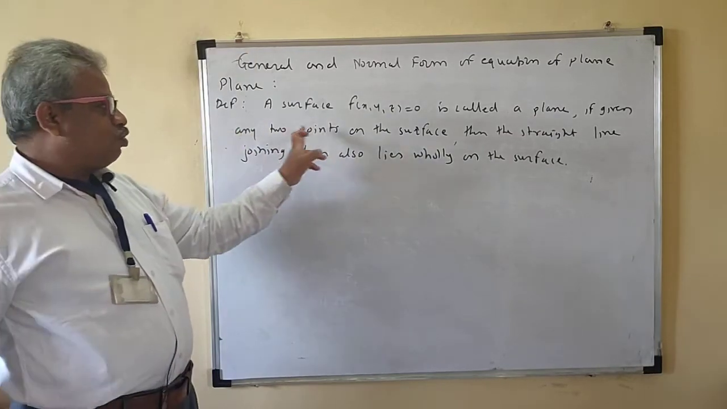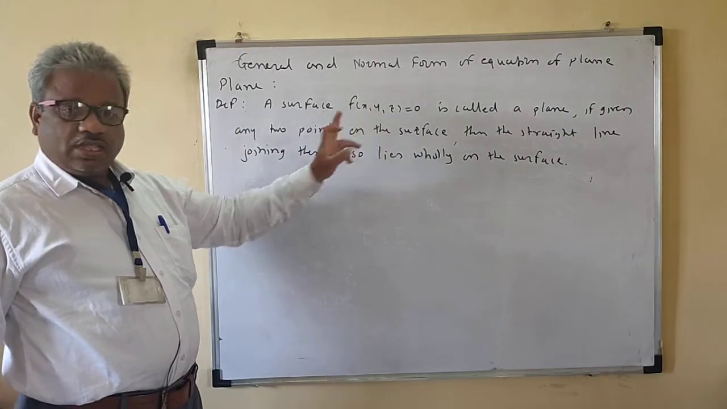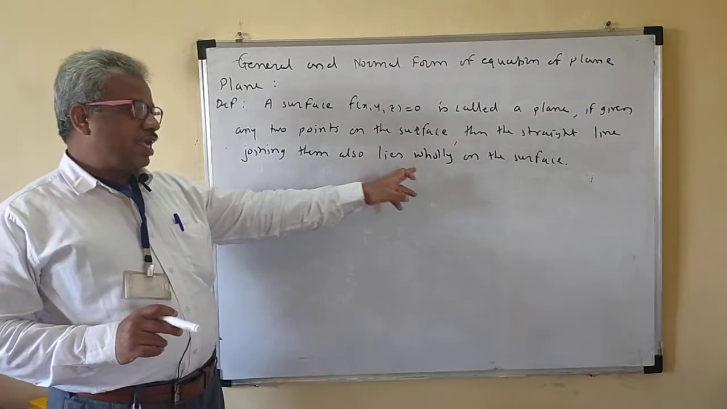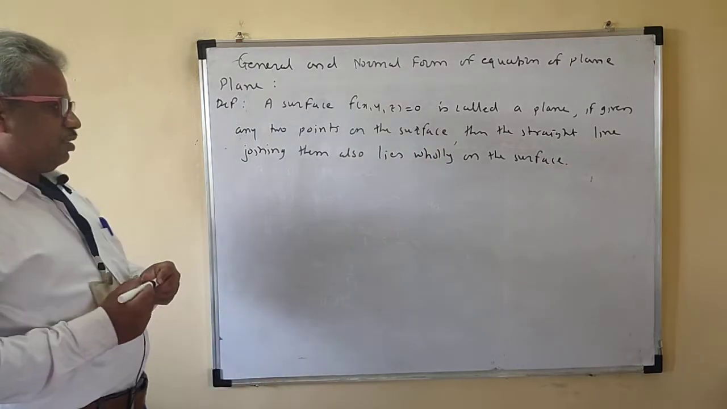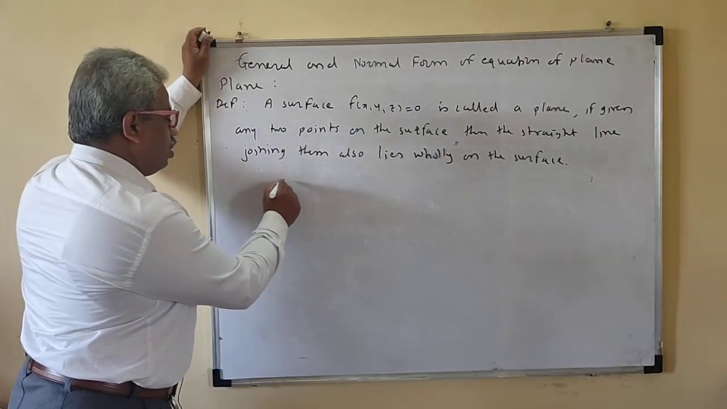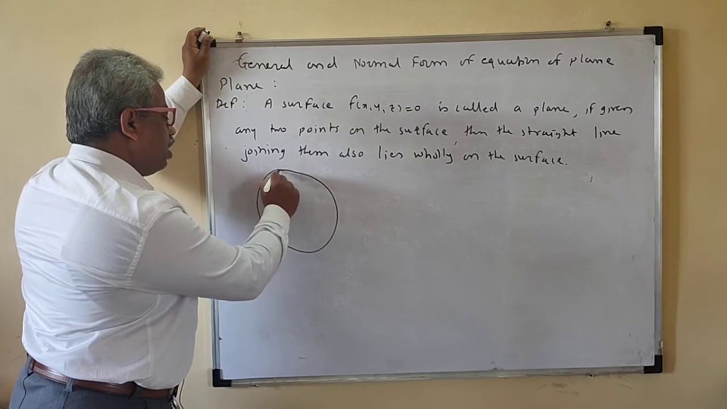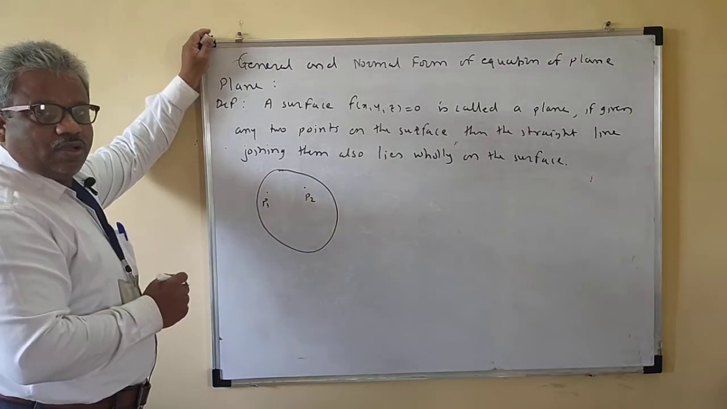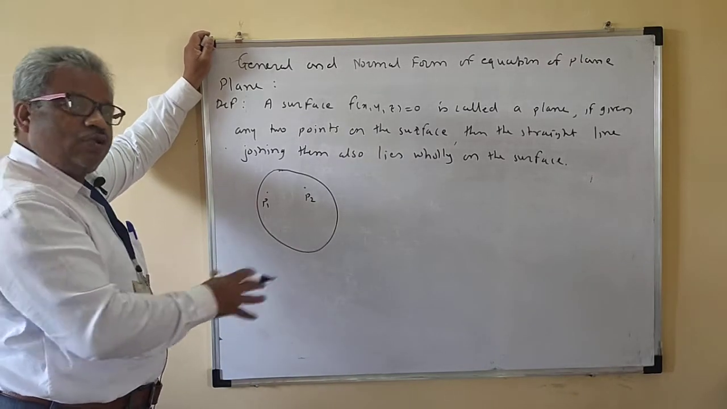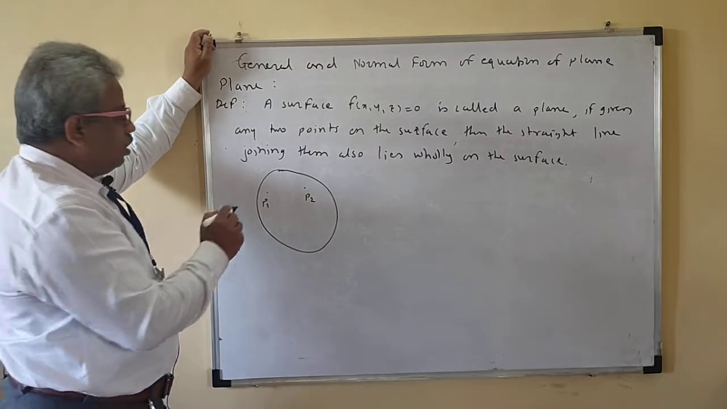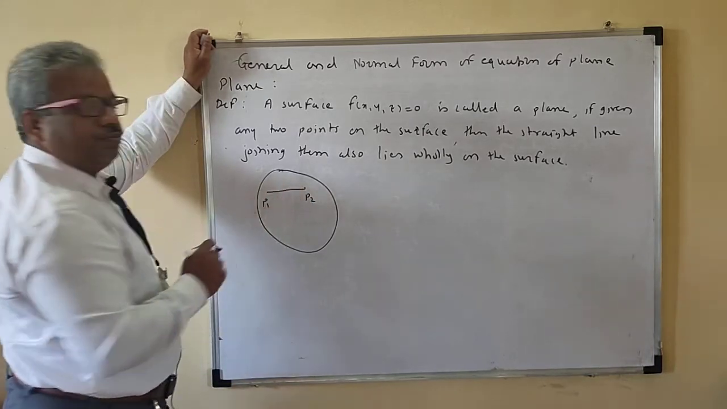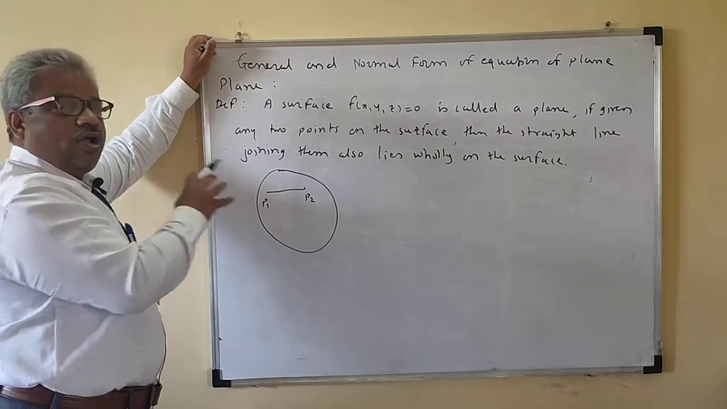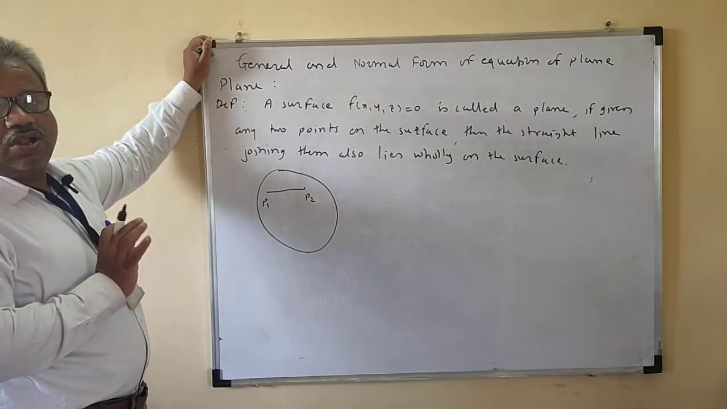if, given any 2 points on this surface, the straight line, that means the segment joining them, also lies wholly on that surface. Suppose this is a surface. Take any 2 points, P1 and P2, on the surface. The segment joining P1 and P2 also lies wholly on that surface. Then that surface is called a plane.